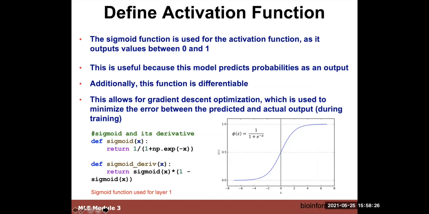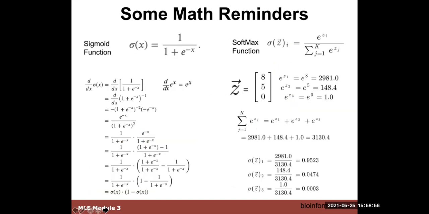The sigmoidal function is very commonly used. It's this threshold that sort of mimics a step function, but it's not a perfect step function. It's differentiable, which helps because we have to calculate derivatives, especially for gradient descent optimization, which is used to minimize the error between the predicted and actual. So this just defines the sigmoidal function, also the derivative of the sigmoidal function. And as I said, the sigmoidal function is used for layer one.